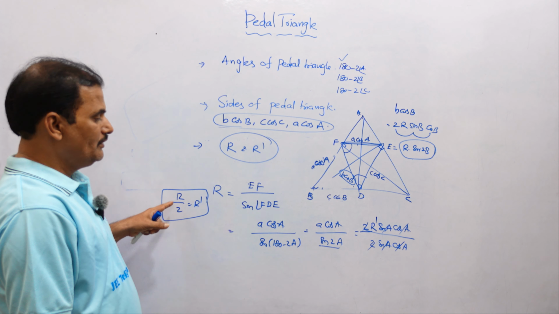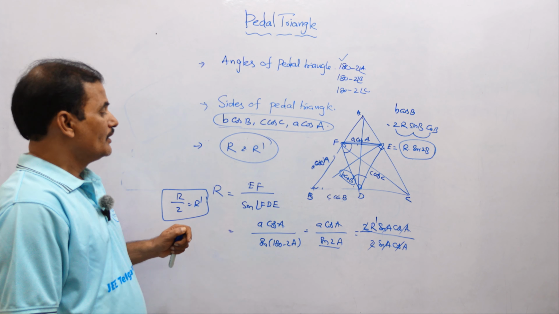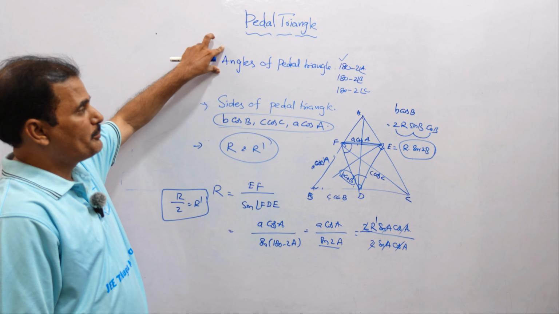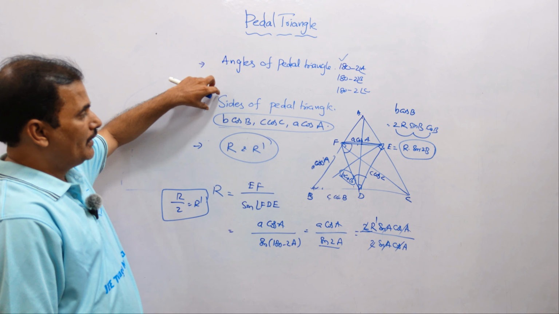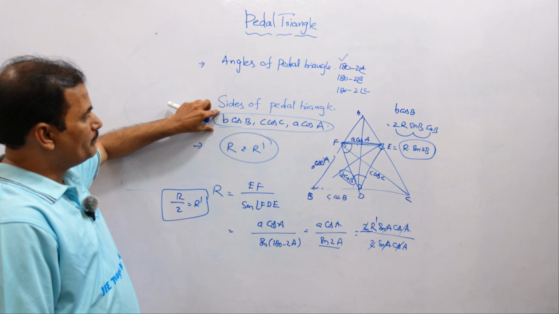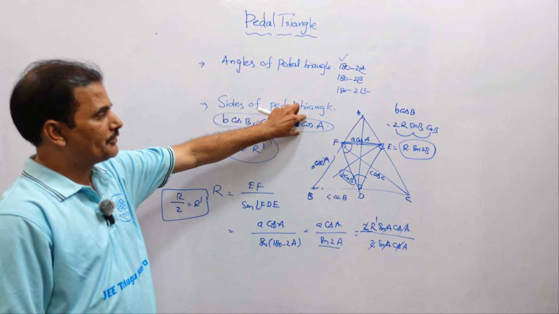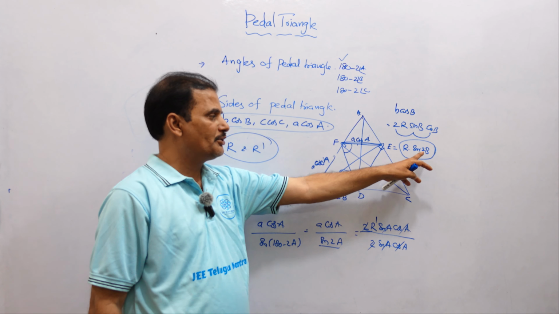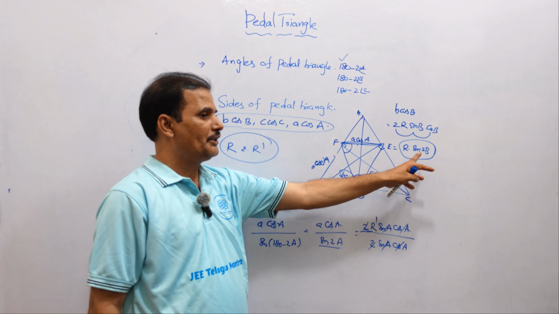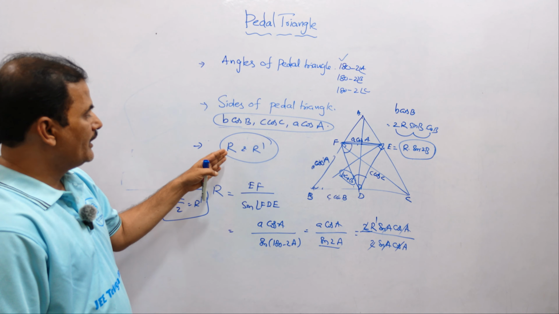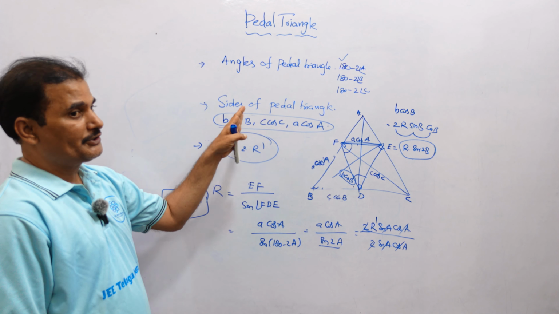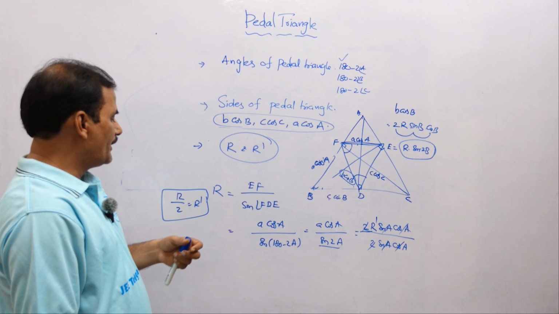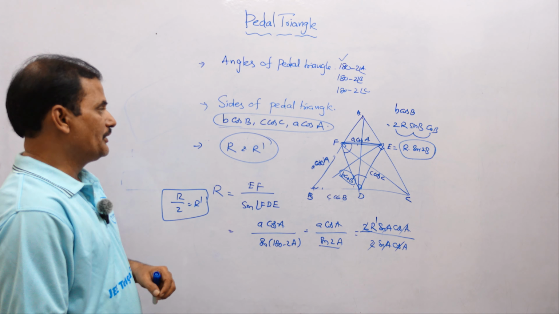R dash is equal to R by 2. Okay. Therefore, angles of a pedal triangle are 180 minus 2A, 180 minus 2B, 180 minus 2C. And sides of pedal triangle are B cos B, C cos C and A cos A, R sin 2B, R sin 2A and R sin 2C. And the final one, relation between R and R dash, circumradius of pedal triangle, R dash is equal to R by 2.